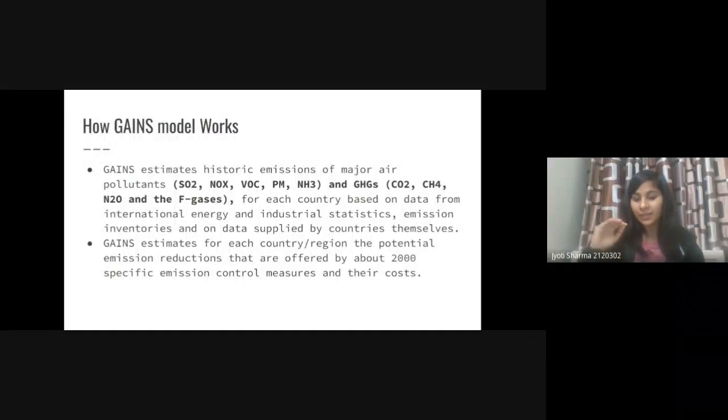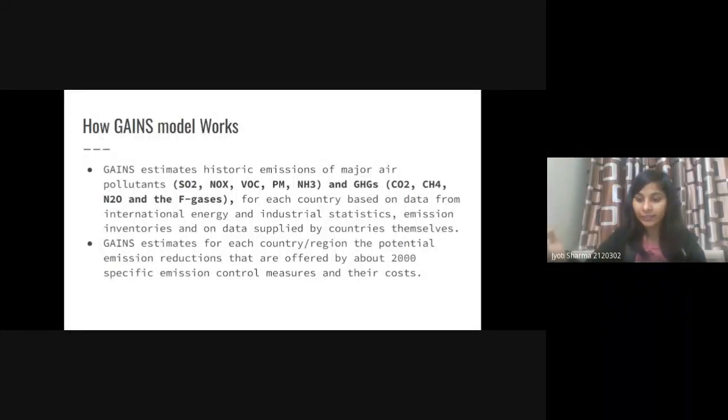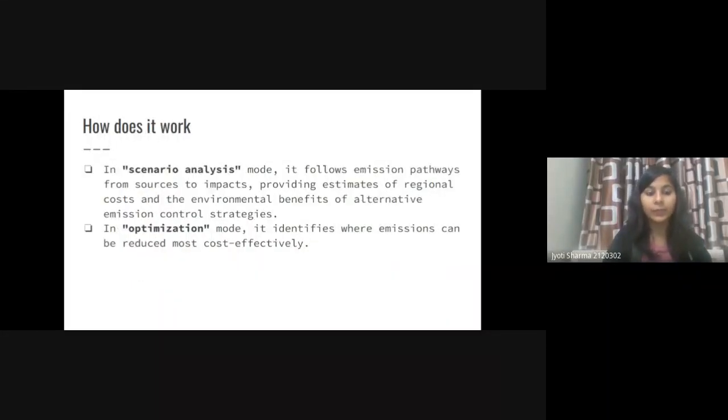If you know what kind of control measure your country will take in the future, then based on that the model can give you the amount of gas you will have in the future, and it can also give you the cost you have to incur for such control measures. Such kinds of output the GAINS model gives. It has two modes: the first is scenario analysis mode, the second is optimization mode.